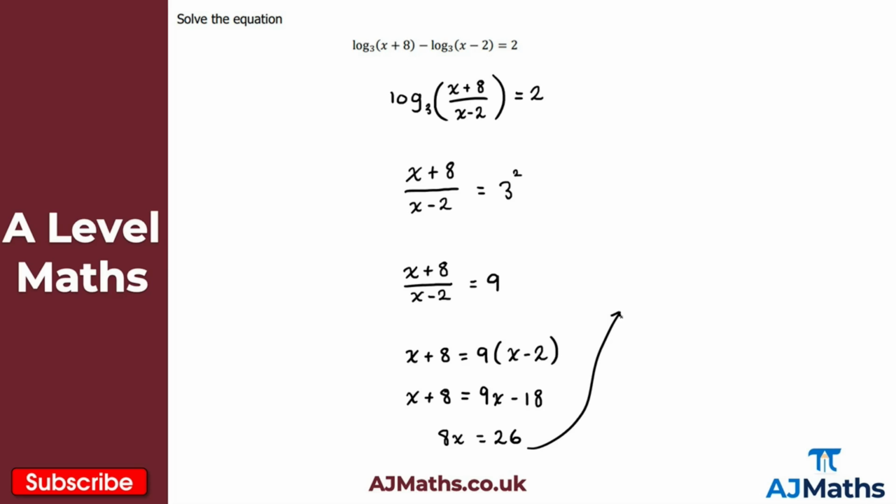So if we just do that up here, then x is going to be equal to 26 over 8. We can write that as 13 over 4. And because 13 is prime, we can't do anything further with that. Okay, so there we have it. So x is equal to 13 over 4. And that's our solution to question 3.